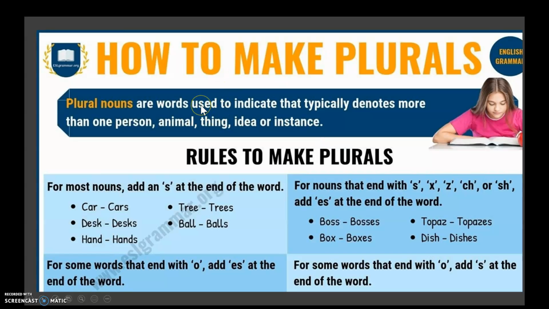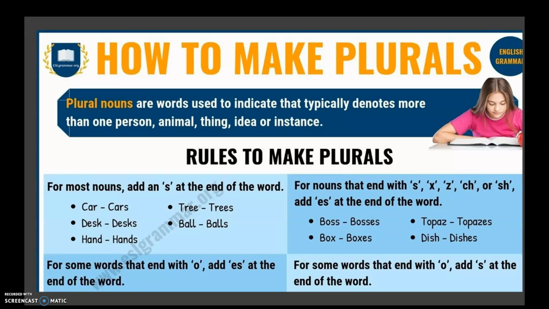So how to make plurals? And I actually like this graphic a lot. Plural nouns are words used to indicate that there is more than one person, place, animal, thing, idea, instance, more than one of a countable noun. So for most nouns, you just add s at the end of the word. So car becomes cars, desk becomes desks, hand becomes hands, tree becomes trees, ball becomes balls. For some words that end with o, you're going to add es to the end of the word.